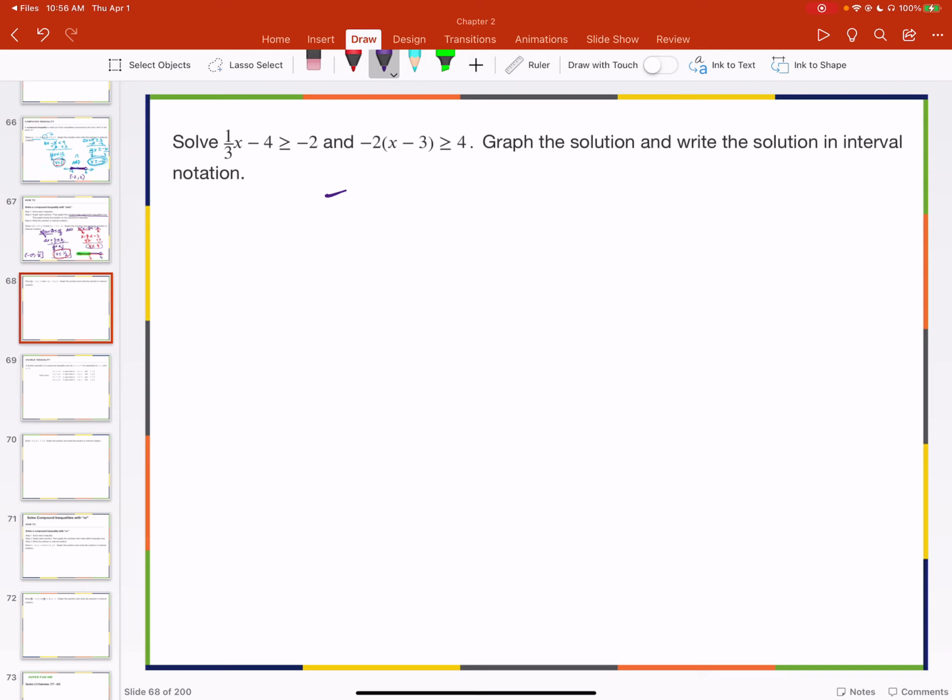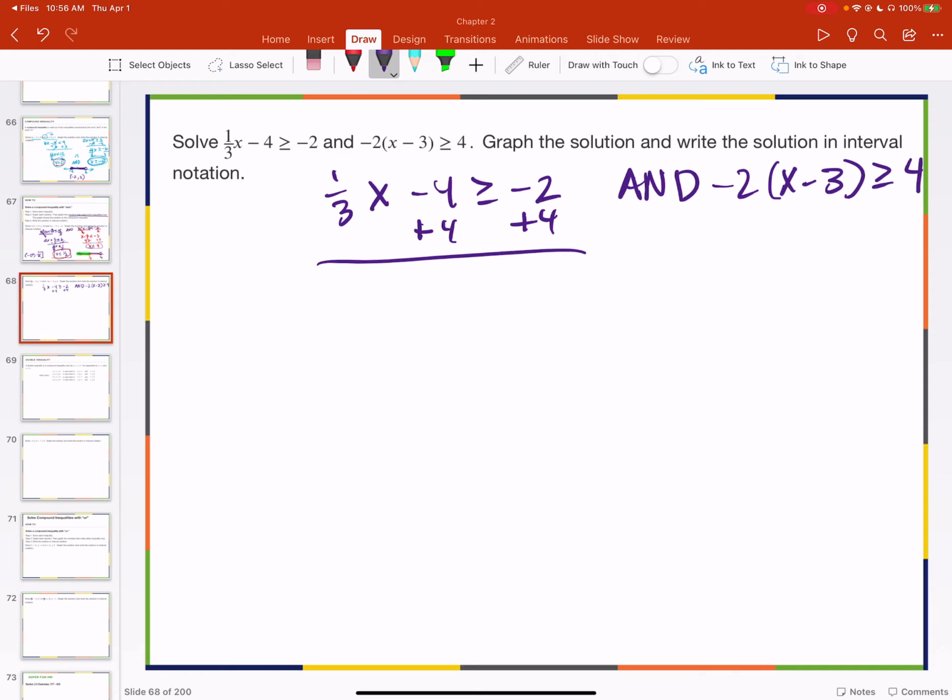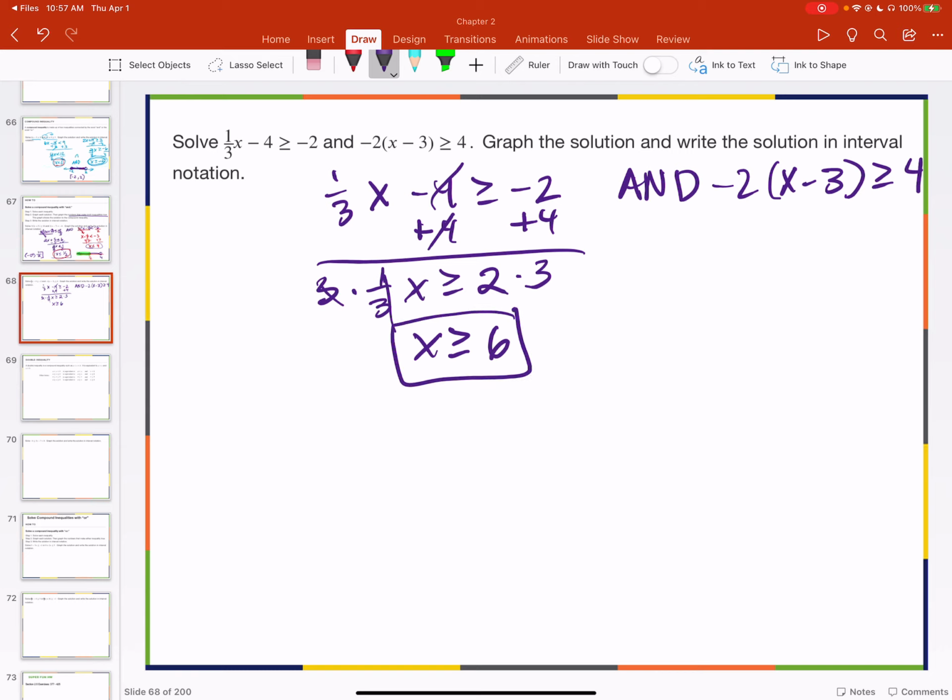We have 1/3 x minus 4 is greater than or equal to -2, and -2 times the quantity x minus 3 greater than or equal to 4. Okay, so for the first one, we go ahead and solve for x. 1/3 x greater than or equal to 2, multiply both sides by 3, we get x greater than or equal to 6. So that's one of them.